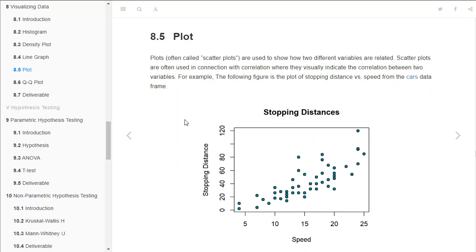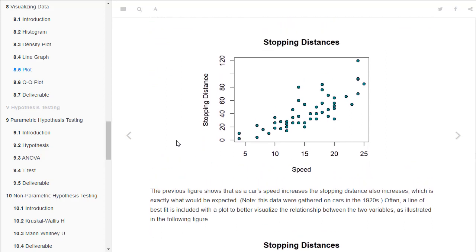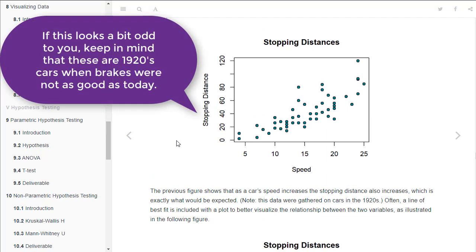Next is a plot. These are often called scatter plots, sometimes even dot plots. We simply plot two variables on the same graph or the same grid. For example, this first example here is the stopping distances of cars, up to 25 miles an hour, and then the stopping distance.